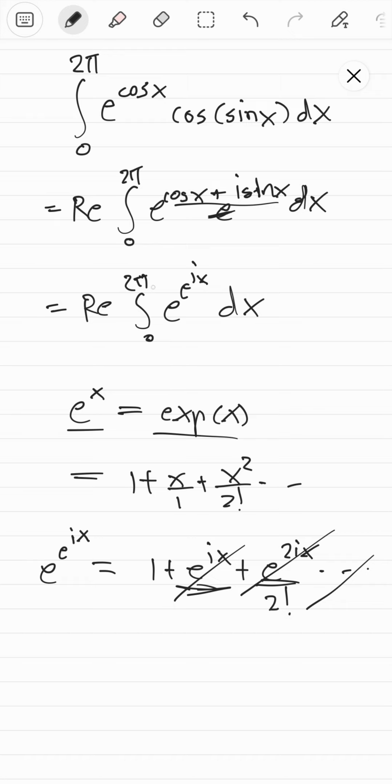Of course it's just the integration from 0 to 2 pi of 1 dx, and that's going to be 2 pi. So it's the real part of 2 pi that we look for. So this whole integral, its answer is 2 pi.